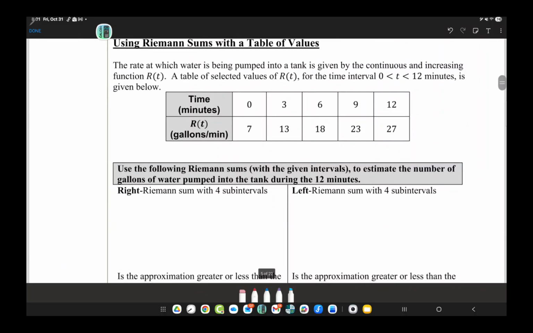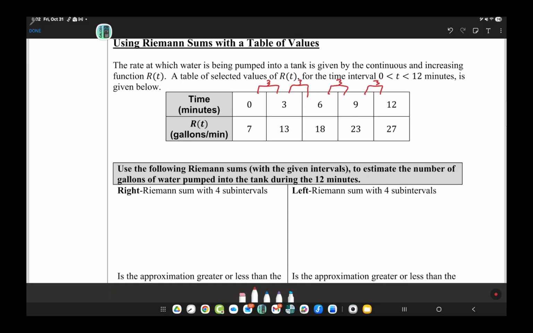Now, if we are given a chart, charts actually make this really easy. We don't have to calculate anything or really find anything. If I want to use the right Riemann sums, the first thing I need to do is find the width. The width here is the change in each of these. So this is width of 3, width of 3, width of 3, width of 3. Now, the nice thing is if the width is constant, you can make this real easy. If it is not constant, you will have to do each sum separately and then add them up.